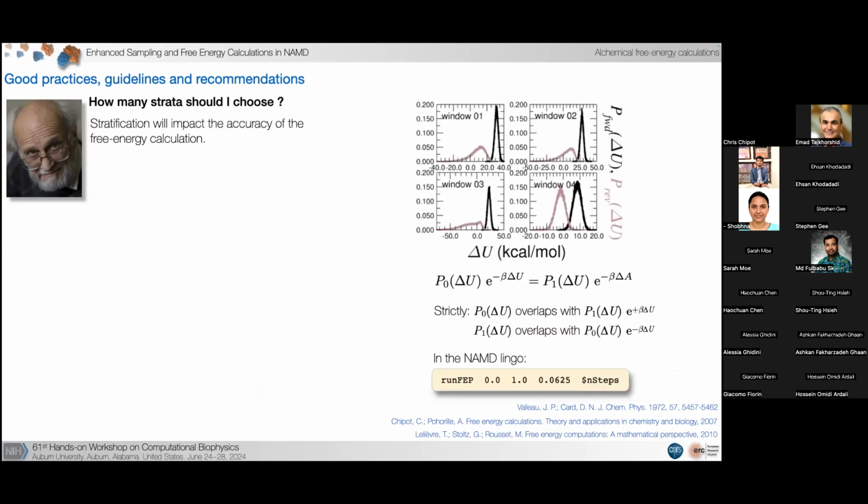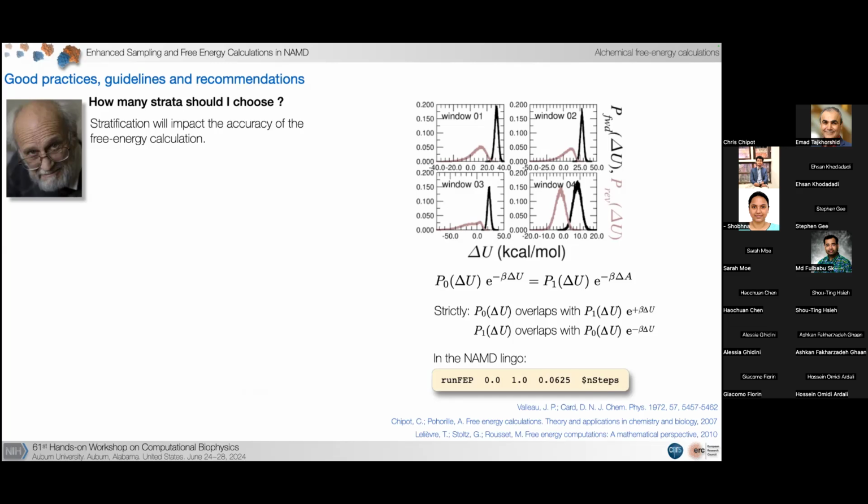Then it kind of begs the question, how many strata, how many intermediates do I need to get convergence? So here is a simulation of a very simple transformation. This is a neon atom in a box of water. And I'm staging in 4 windows.